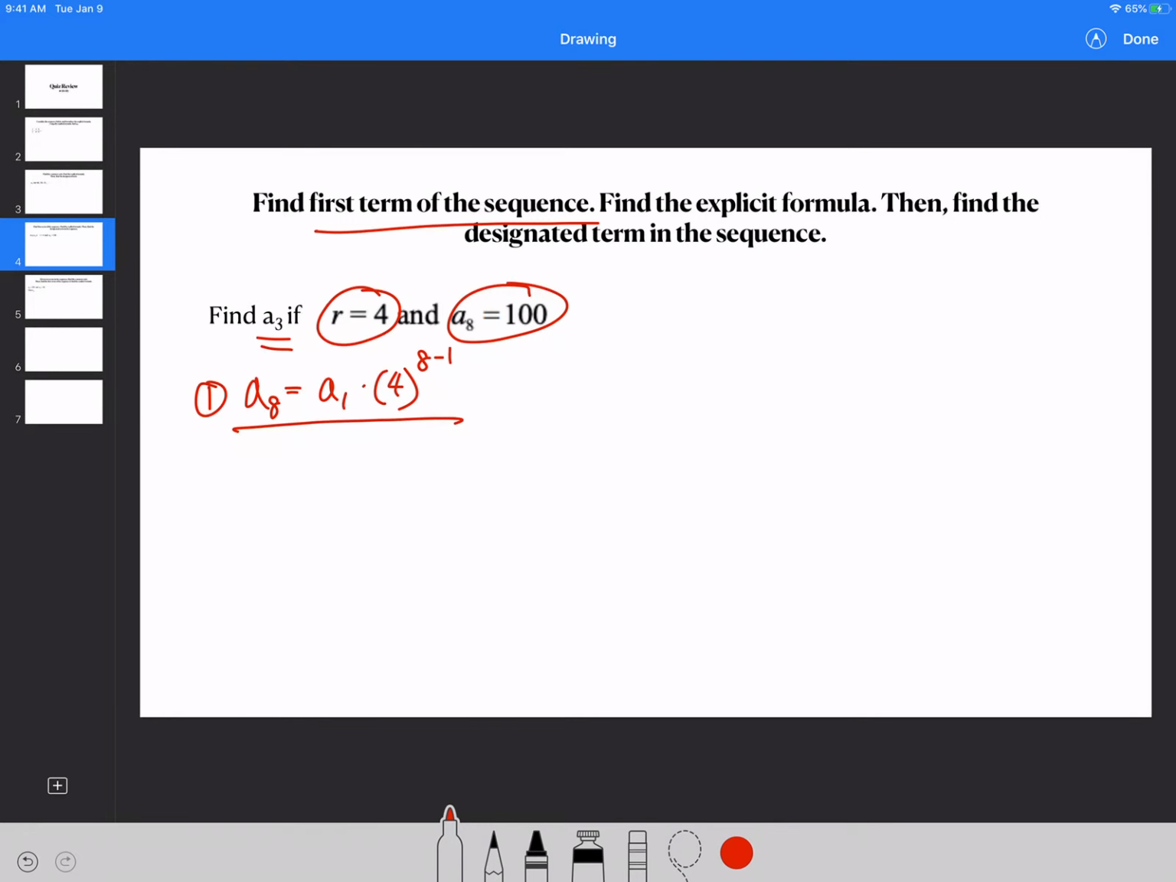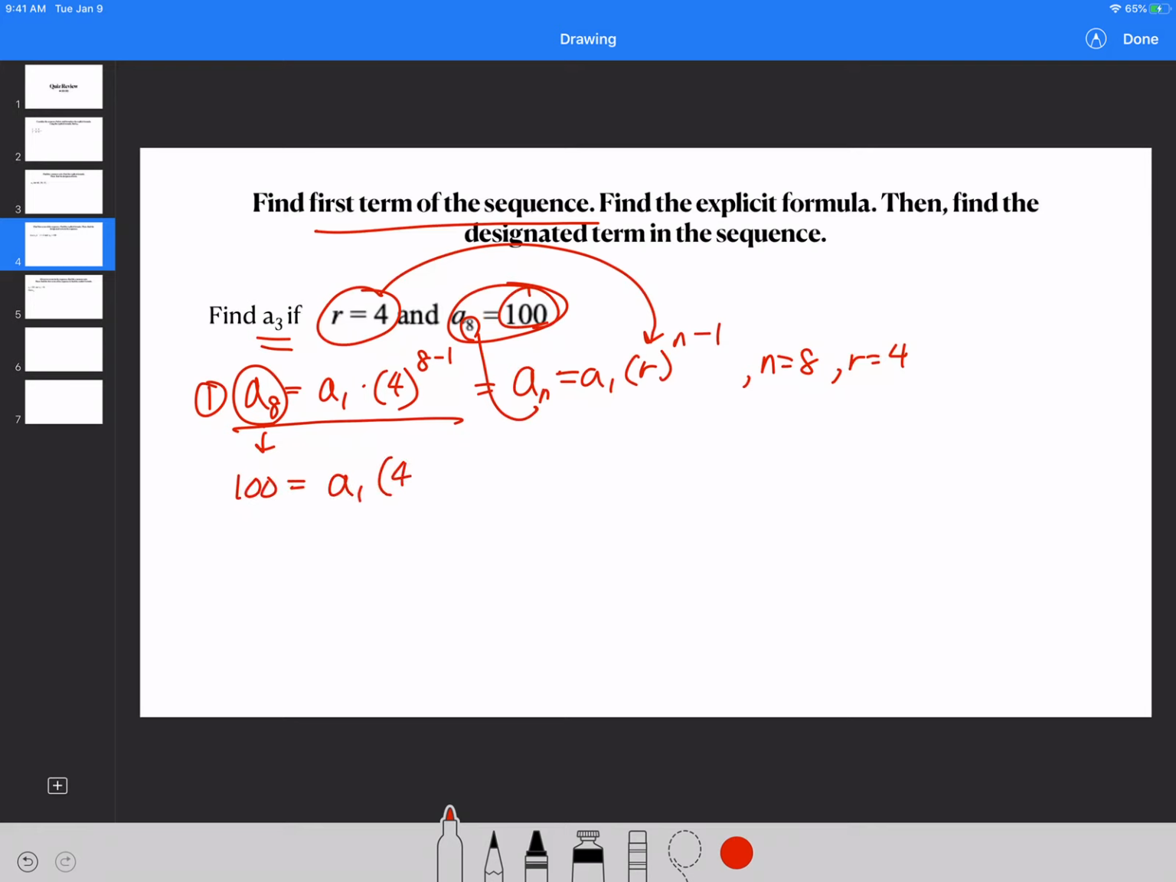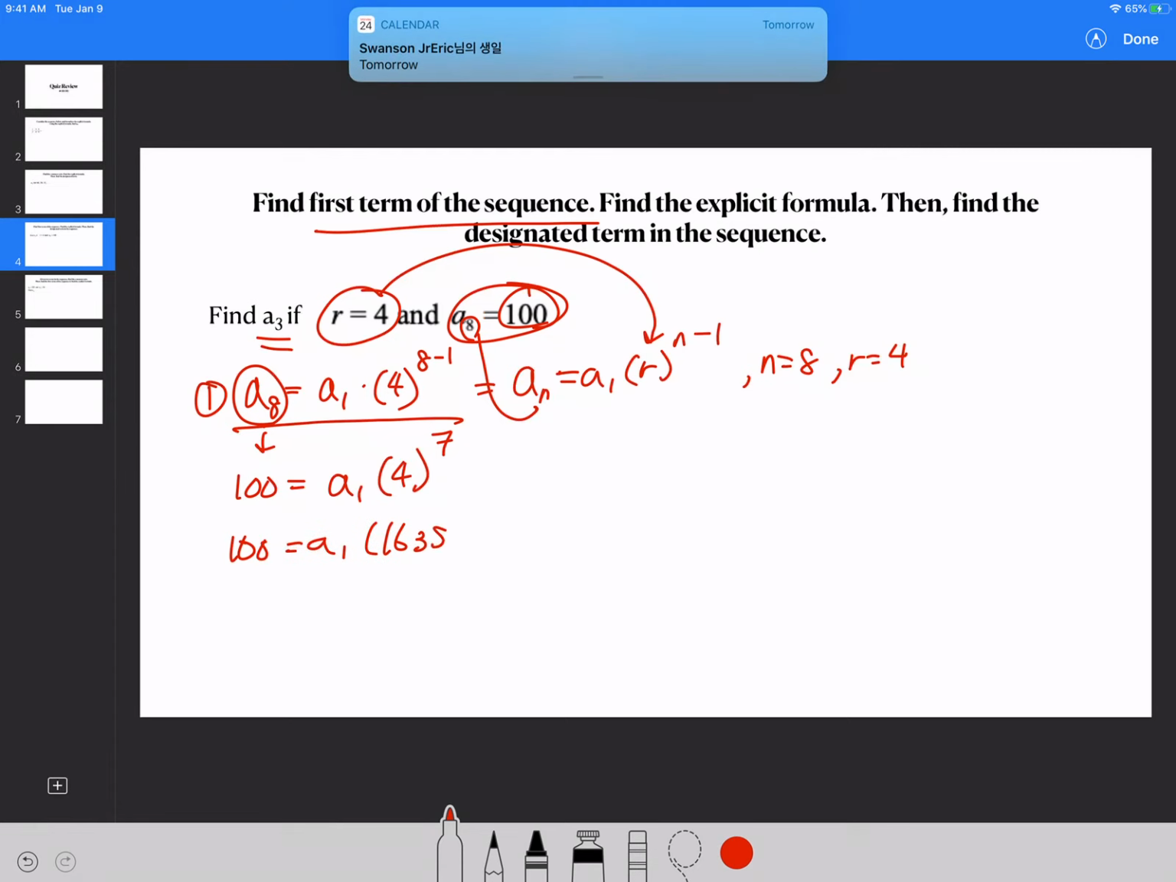Now, if you're confused as to where this came from, it's the same thing as I have been doing before, but I'm plugging in the numbers here and here. So I know that n value is 8, and I know that r value is 4, and I know this a sub 8 is same thing as saying 100. So 100 equals a sub 1 times 4 to the power of 7. Well, 4 to the power of 7 is 16384. And then I'm going to divide both sides by this, and then I'm going to get a sub 1 is equal to 100 divided by that answer right there. And then you're going to get 0.006 basically.